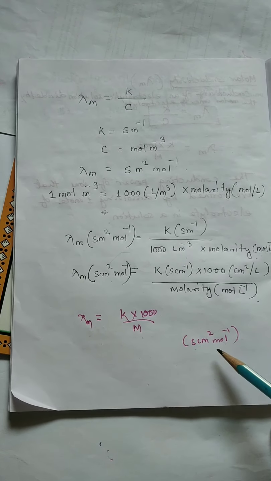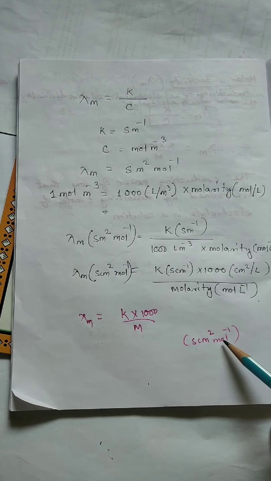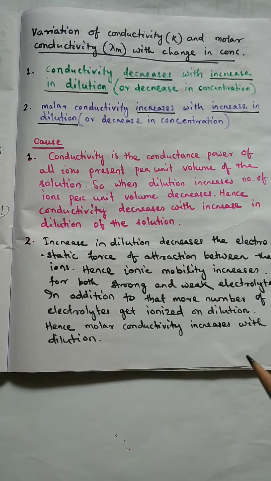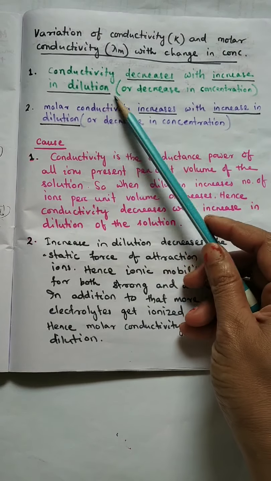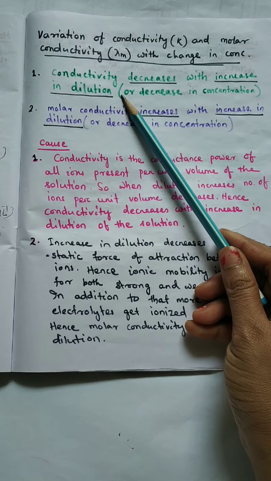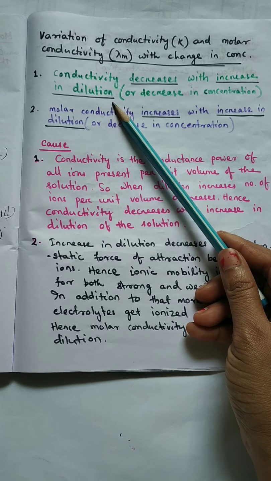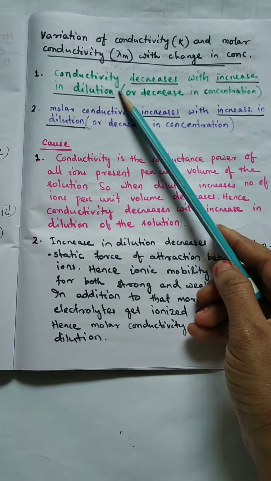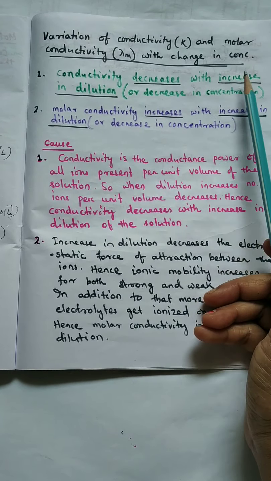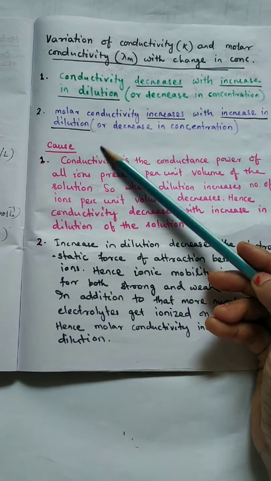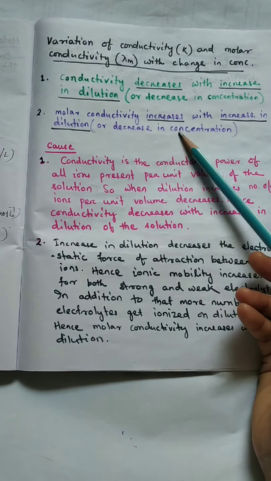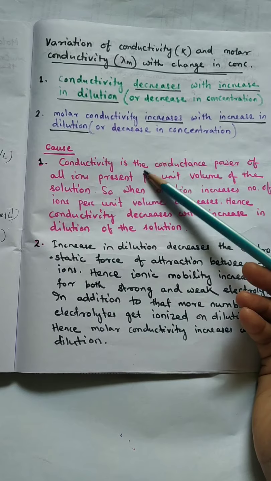Now let us know how the conductivity and molar conductivity change with change in concentration of the electrolyte. Conductivity decreases with increase in dilution of the electrolyte. That means if we go on adding the solvent to an electrolytic solution, the solution will become more and more diluted, and the conductivity of that solution will decrease. So conductivity decreases with an increase in dilution or decrease in concentration. But here we will find molar conductivity increases with increase in dilution. So why does this happen? Let us know the reason behind this.